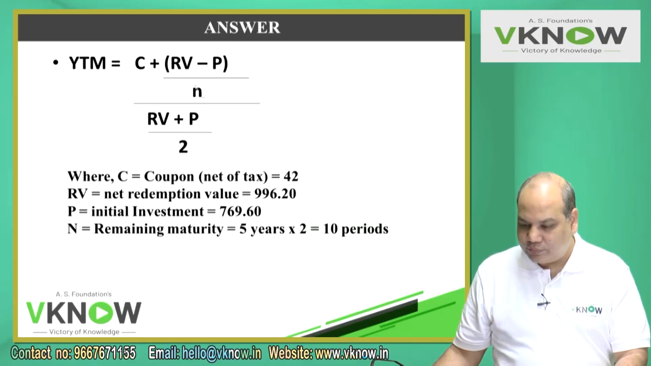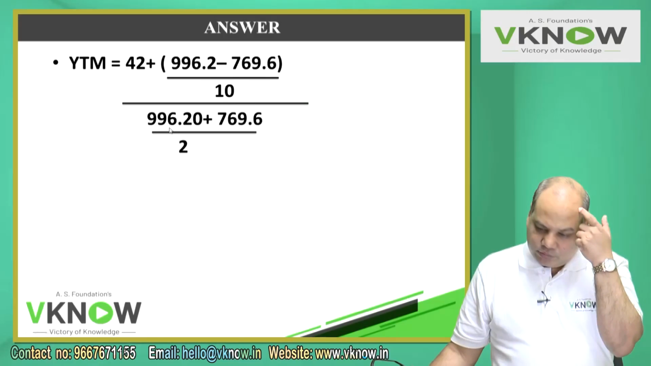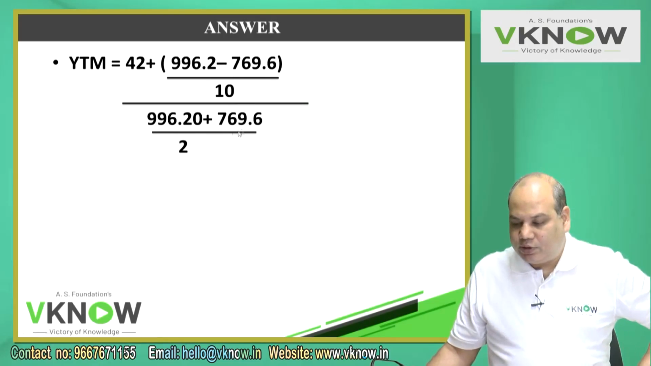Put these values in this formula and give me the answer. Check. This way you will put the values first: 42 plus the difference between net redemption value and the net initial investment apportioned over 10 periods. That is also a benefit to you. And divide by the average of the two, 996.20 plus 769.60 divided by 2.